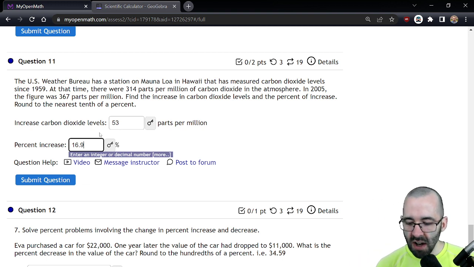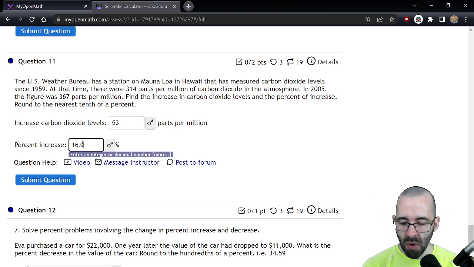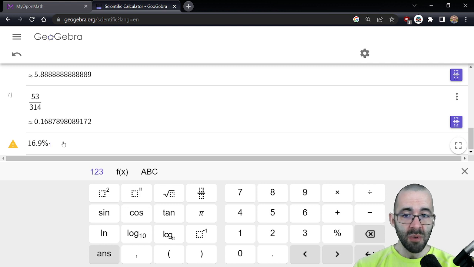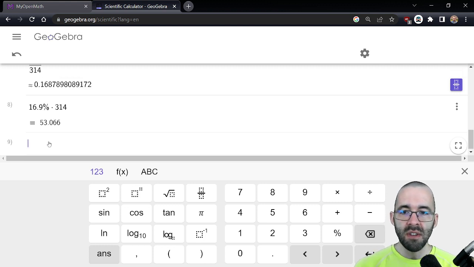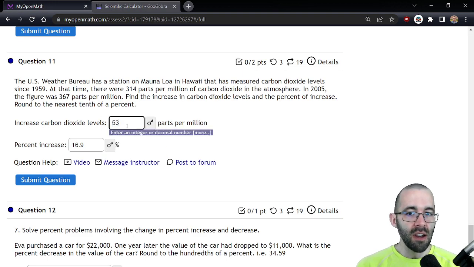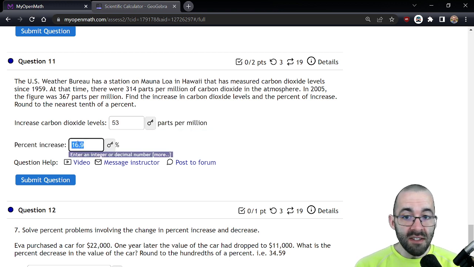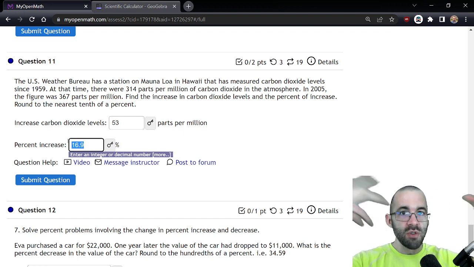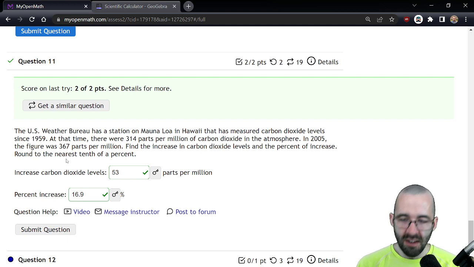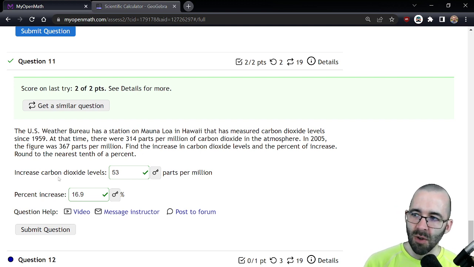And one of the ways that you can check about this is what is 16.9% of 314? 16.9% of 314 is multiplication. We rounded, so it's not exact, but it's about 53. That's the increase that we were looking for. That increase is 16.9% of 314. So connect those concepts, check your answer, and get some practice all at the same time. And great, we followed directions and got the answer correct.